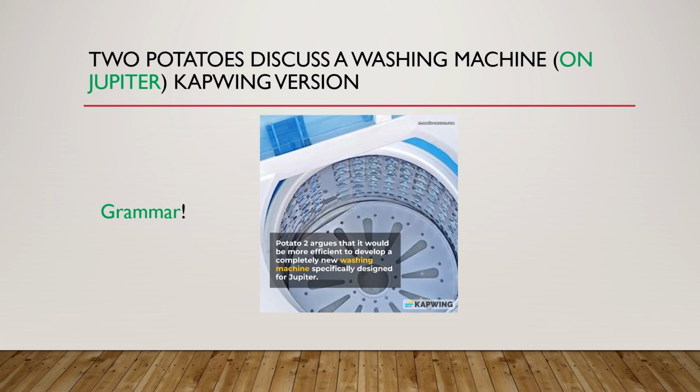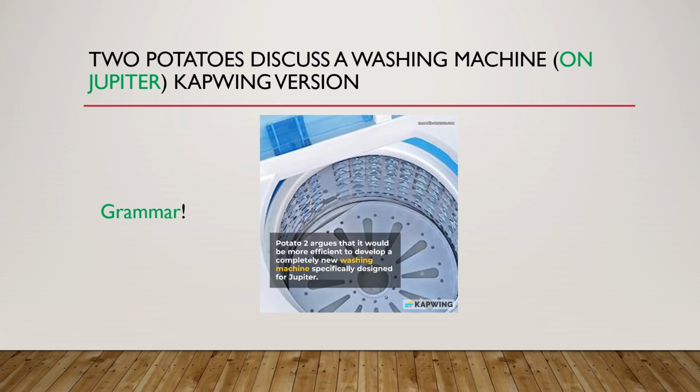So really about this point in the video, when I first generated this by entering a script, and the script is just the title, I put it into Kapwing and this is what we got. I started realizing, oh, these potatoes are thinking about a washing machine, here we go, specifically designed for Jupiter. That was a delightful surprise, which I was hoping for, but it really made me think about grammar. And I highlighted in the title the moment that I realized in the sentence here that the software was interpreting.